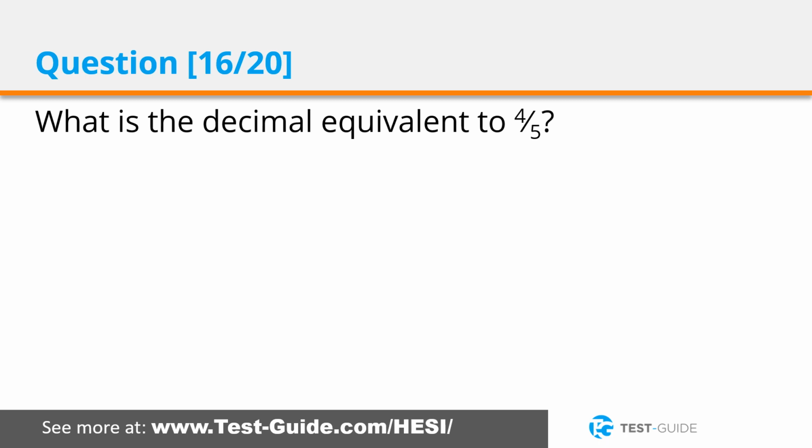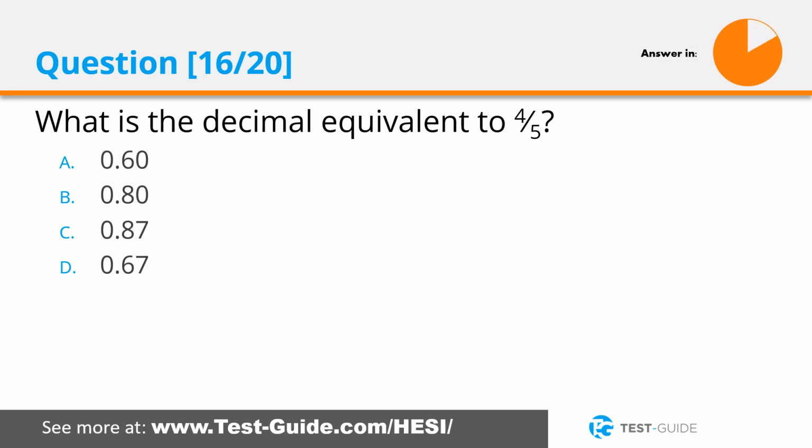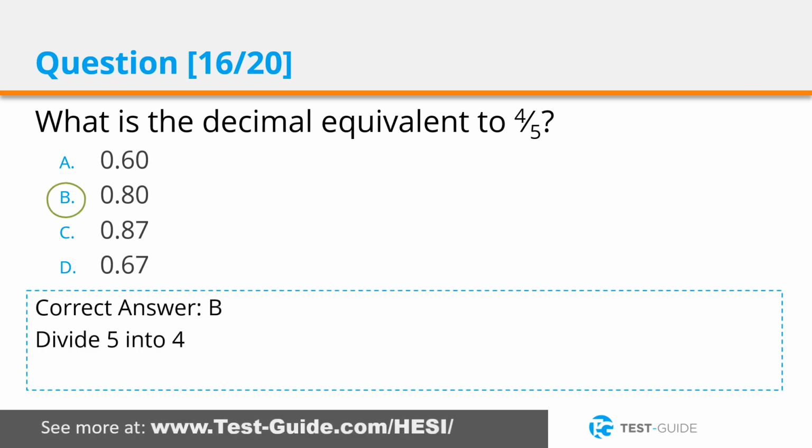Question 16. What is the decimal equivalent to 4/5? 0.6, 0.8, 0.87, 0.67. Correct answer B. Divide 5 into 4.